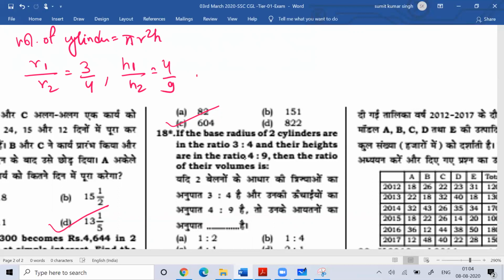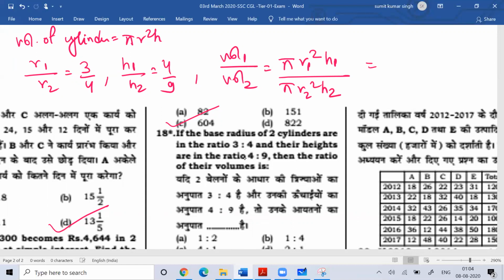So they're asking you the ratio of the volume. So volume of one divided by the volume of other. So pi R1 square into H1 divided by pi R2 square into H2. So R1 by R2 is 3 by 4. So R1 square by R2 square will be equal to 9 by 16, and H1 by H2 is 4 by 9. So if you solve, this is 1 by 4. Simple. Option B.